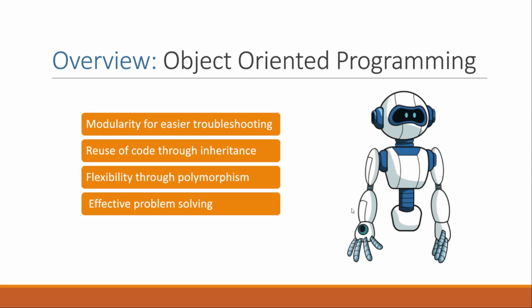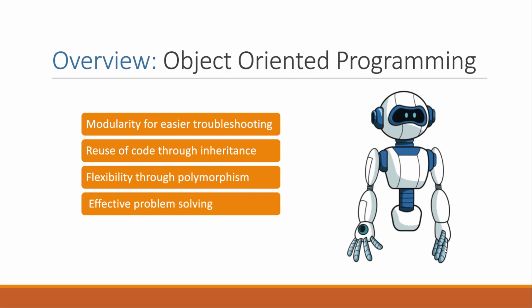Reuse of code through inheritance. Once the code is created, like if you have created a function or a class, you can use that class in other programs as well. For example, you can see the eye of this robot over here. This eye of the robot can be used for other programs as well. Let's say if you are creating a security camera, there also you can use the same program. And if you want to make any modifications, that can also be done. You can just inherit the parent class and modify it in the child class.